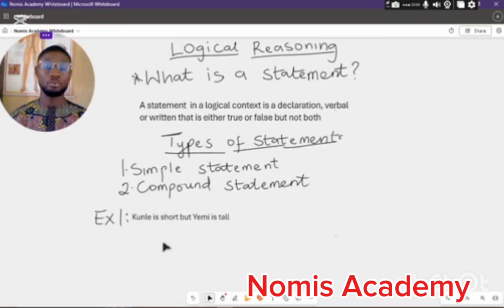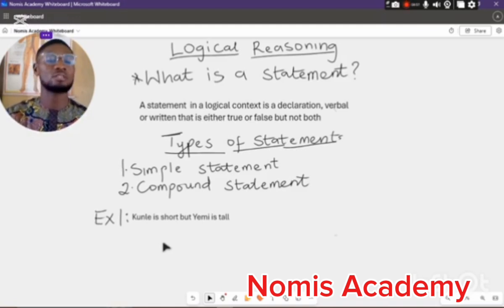So look at example number one. Example number one says Kunle is short but Yemi is tall. What do you think about this statement? Is it a simple statement or a compound statement? I haven't seen the connective I mentioned the other time, but you can see that it is a compound statement. Now let us go back. Does this compound statement comprise simple statements?